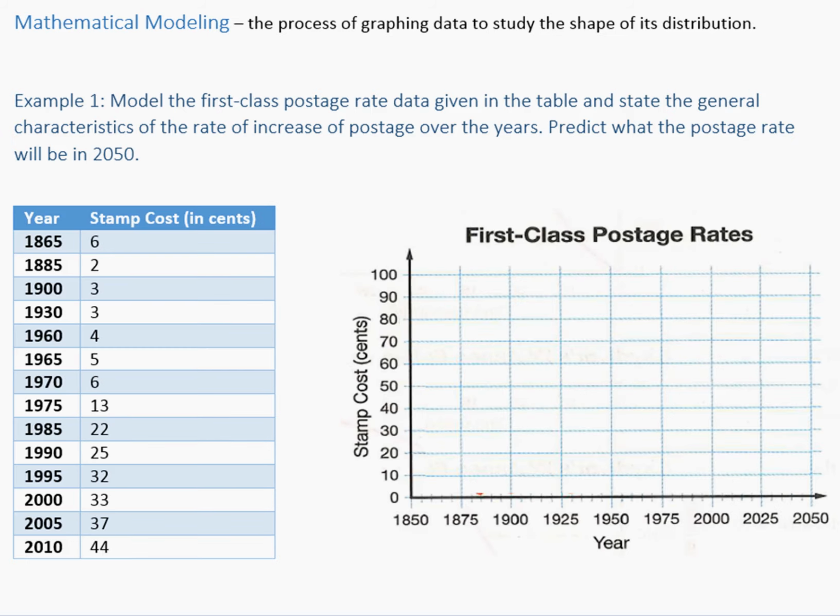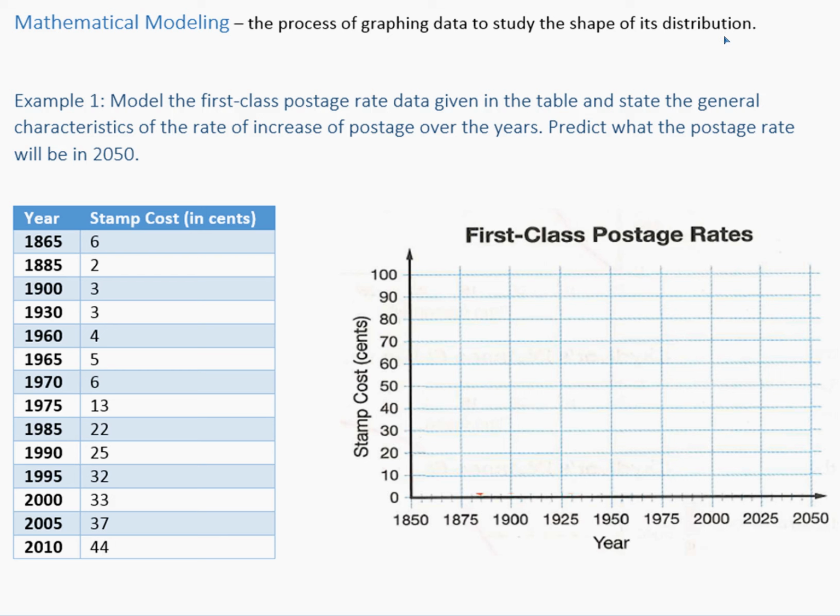So up here, mathematical modeling, the process of graphing data to study the shape of its distribution. And so we're going to be graphing data that we have in order to study the shape of the graphs, the points on there, and see if we can really use that to predict what might happen later. And that's what this first one shows here.